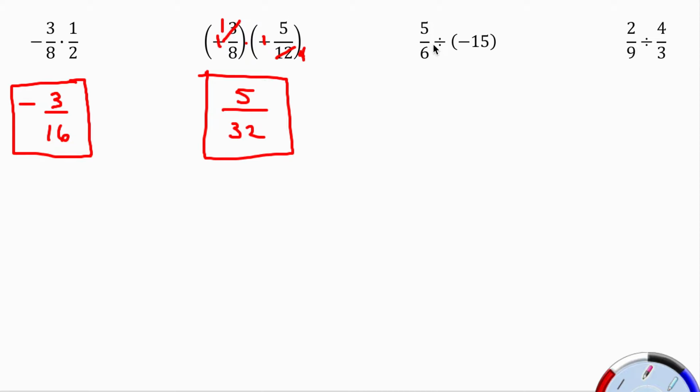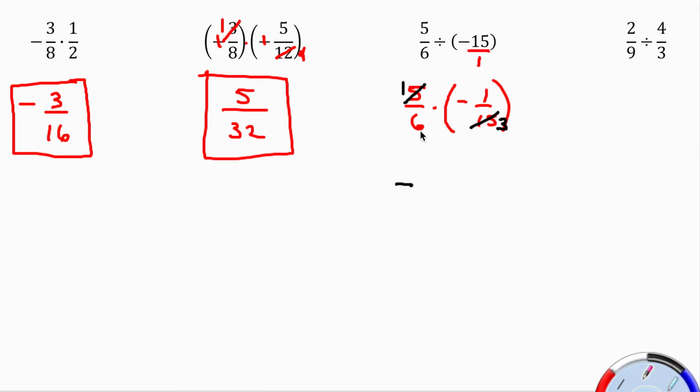Oh, a division, it's copy, dot, flip. Now, if it's a whole number, don't forget any whole number we can make look like a fraction by putting it over 1. So now I see, oh, flip is 1 over 15. Okay. 1 negative sign, so my answer is going to be negative. But I also notice, oh look, 5 and 15. 5 divided by 5 is 1. 15 divided by 5 is 3.